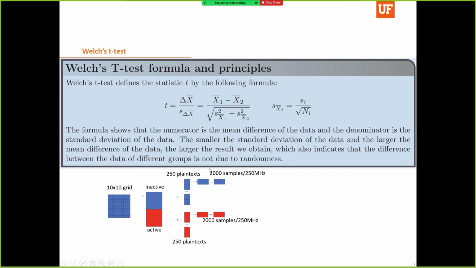For the dataset where the t-test is applied, this formula shows that the smaller the standard deviation of the data and the larger the mean difference of the data, the larger the t-score we get, which also indicates that the difference between the data of different groups is not due to randomness. Given the assumption that EM traces from either Trojan activated or deactivated are different, we can detect hardware Trojan if we get a high enough t-test score.